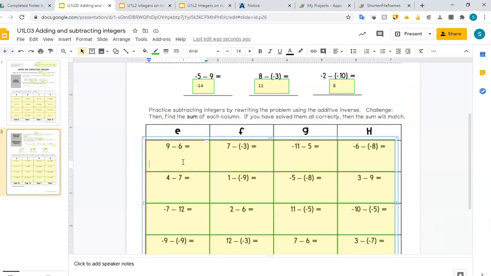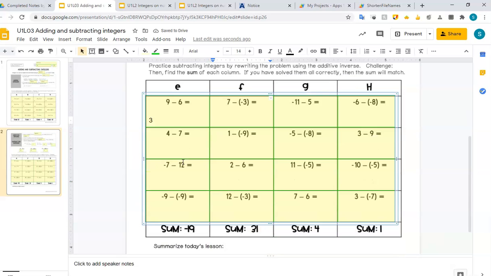All right. So 9 minus 6 is 3. 7 minus a negative 3, that's going to be 10. Negative 11 minus 5 is negative 16. And then negative 6 minus a negative 8 is actually a positive 2. 4 minus 7 is negative 3. 1 minus a negative 9 is a positive 10. Negative 5 minus a negative 8 is a positive 3. And 3 minus 9 is negative 6. And again, I expect you to finish these other 8.